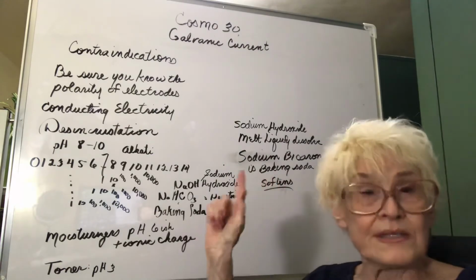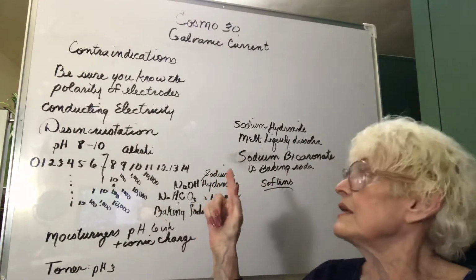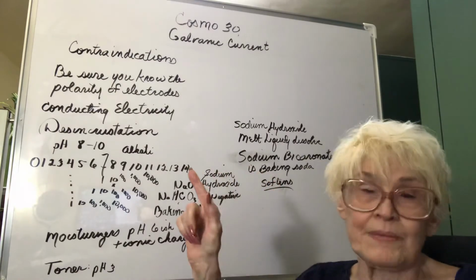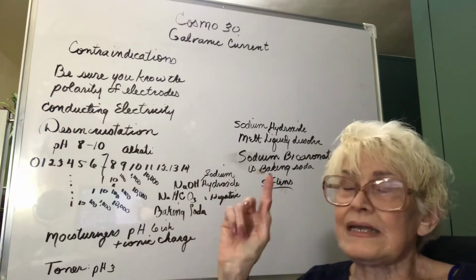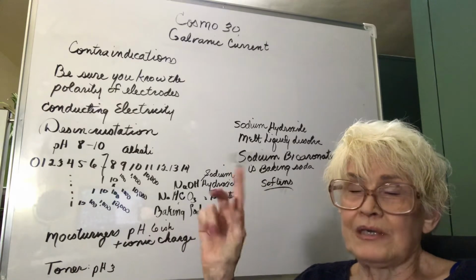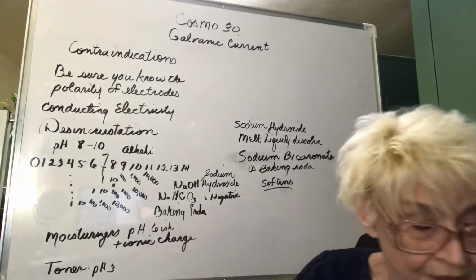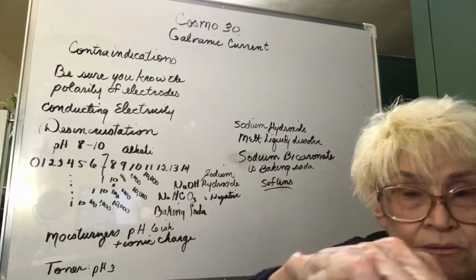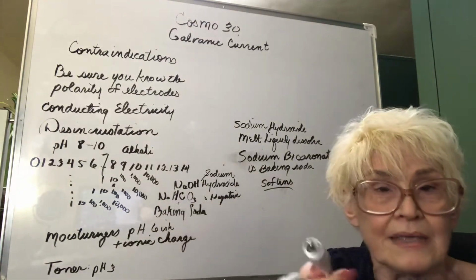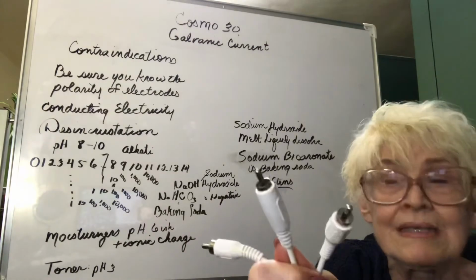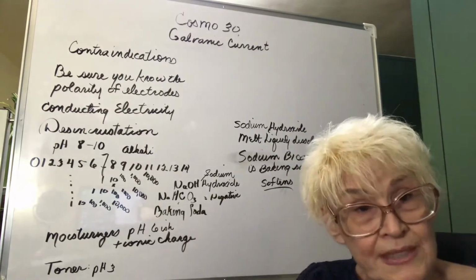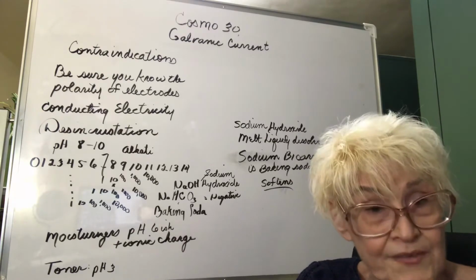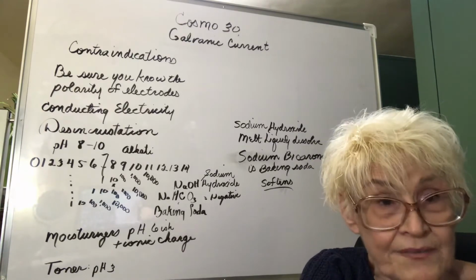So once we've decided that yes, my client can use it, then I have to be sure I know the polarity on my machine. It's very easy for a machine to be hooked up backwards. The jacks go into the machine. You plug them in kind of like a computer, okay? And there's a positive and a negative. So if I put the positive in the positive and the negative in the negative, I'm good to go.